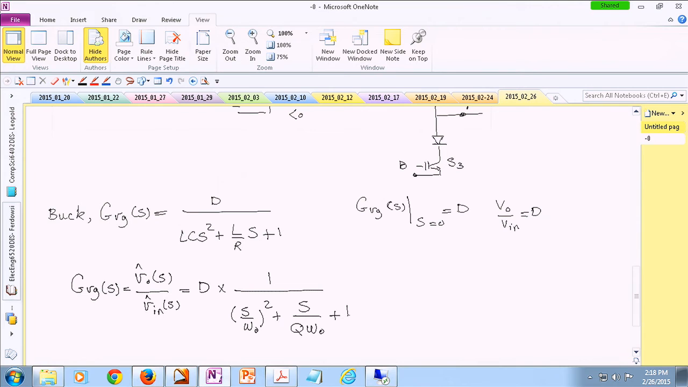So this is a classic or canonical form of representing a second order transfer function. Omega naught turns out to be 1 over the square root of LC. This is called the corner frequency, the angular corner frequency. We're going to see why it is called the corner frequency once we plot the Bode plots.